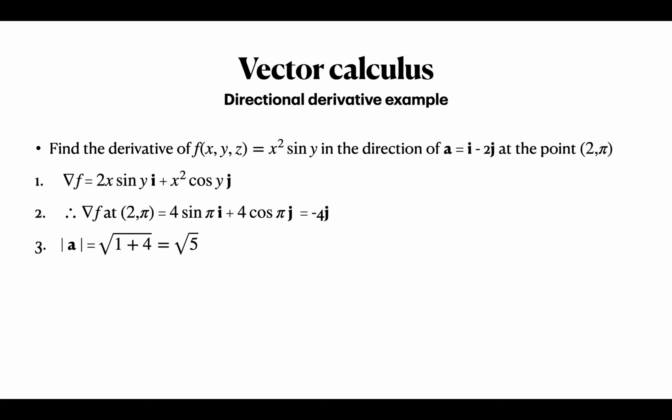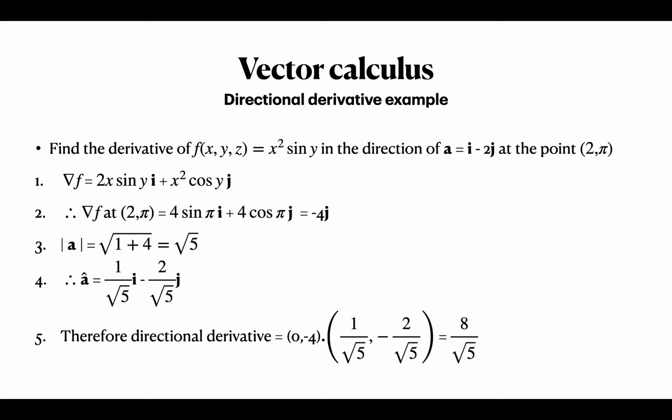And then what I do is I get the dot product of step 2 and step 3. Remember how you get the dot product when you've got components of a vector. You multiply corresponding components and add. So if you look at the first one there, the gradient of f at (2, pi), there's no i component there. So you're going to multiply 0 by 1 over root 5. And you're going to multiply minus 4 by minus 2 over root 5. And when you do that and add those two things together, you get 8 over root 5.